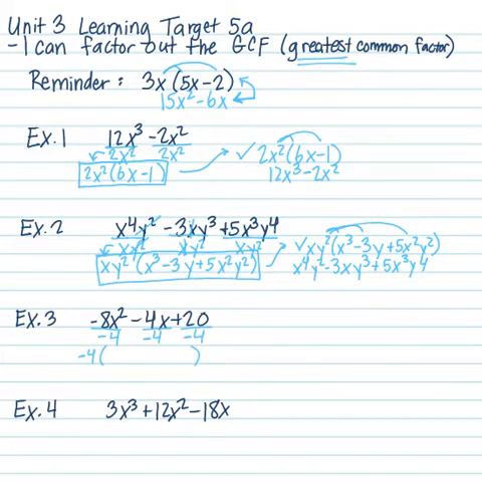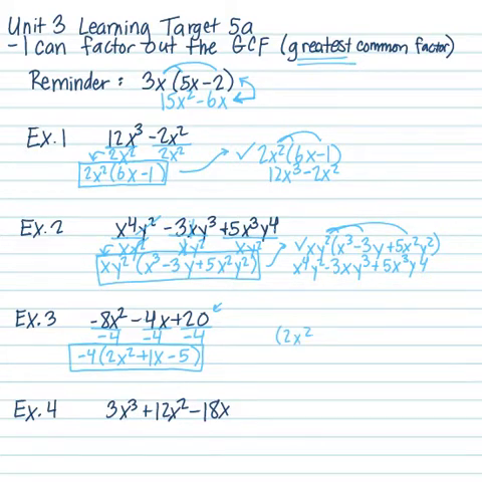We can't take out any x's because this third piece doesn't have any x's. -8 divided by -4 is 2. We had x squared, we didn't take any away, so our x's don't change. -4 divided by -4 is +1. We had an x, didn't take any away, so we've got just one x. Then we've got +20 divided by -4 is -5. That is our answer.